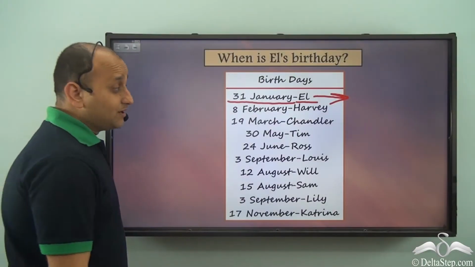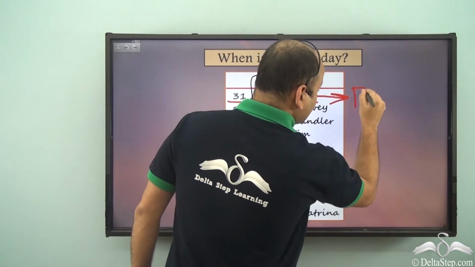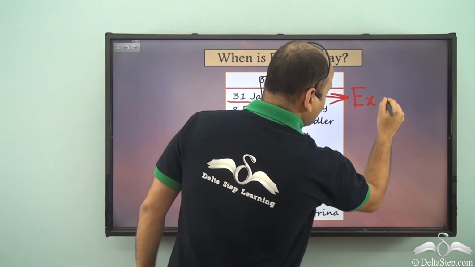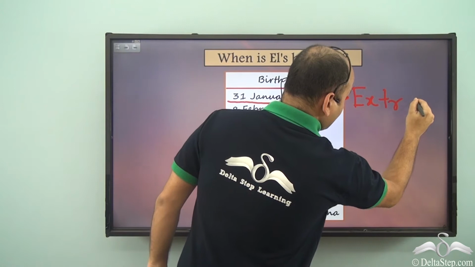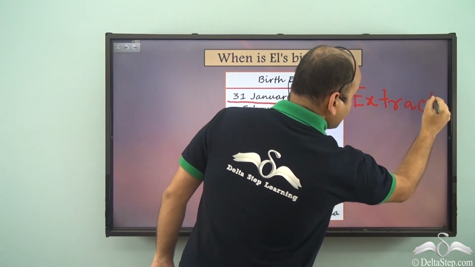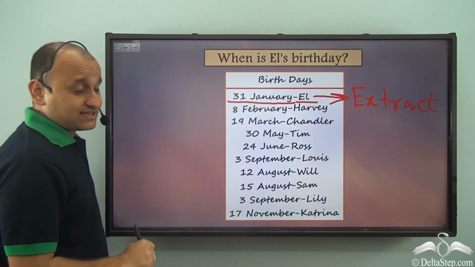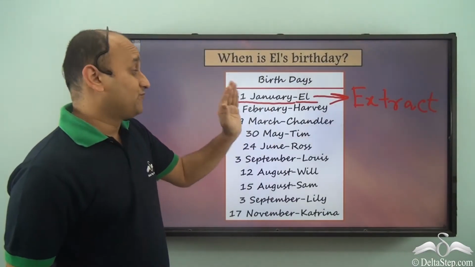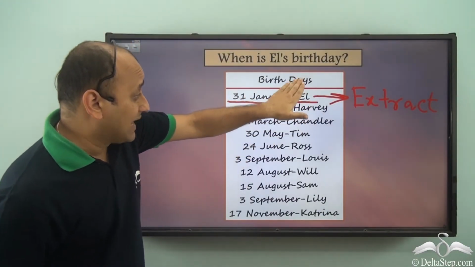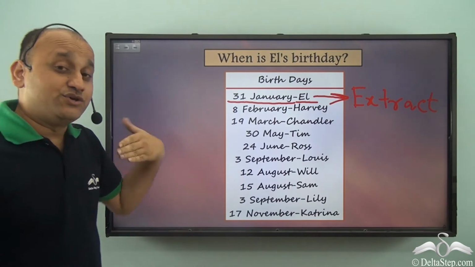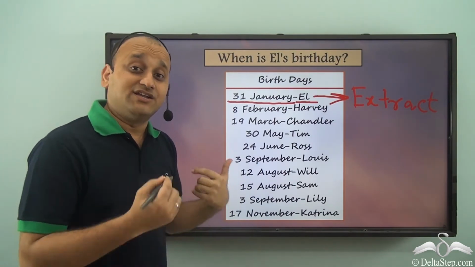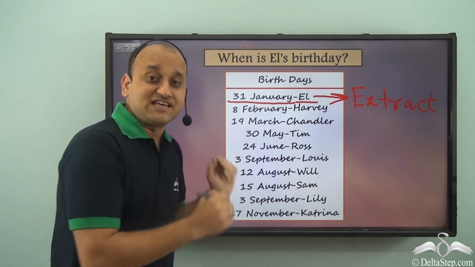That is, you were able to extract information, isn't it? So, that's what you did. Well, when you found out L's birthday from the list, you basically extracted useful information from this data.